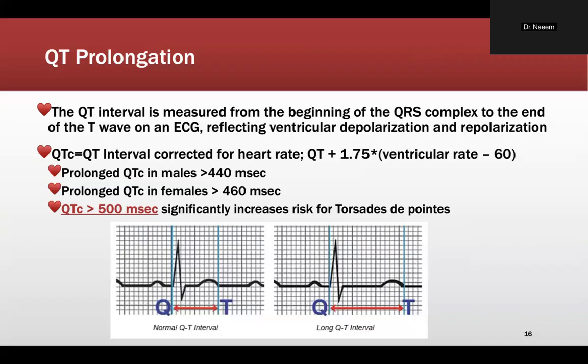So as I mentioned a little bit before, prolonged QTC in males is above 440 milliseconds, and for females, it's above 460 milliseconds. Some food for thought is to think why it's a little different for males and for females. Not something that you have to be accountable for, but just something that perhaps you can look into. And then I mentioned briefly before, QTC of greater than 500 is what significantly increases the risk for torsades. And that's, again, something that we want to avoid.